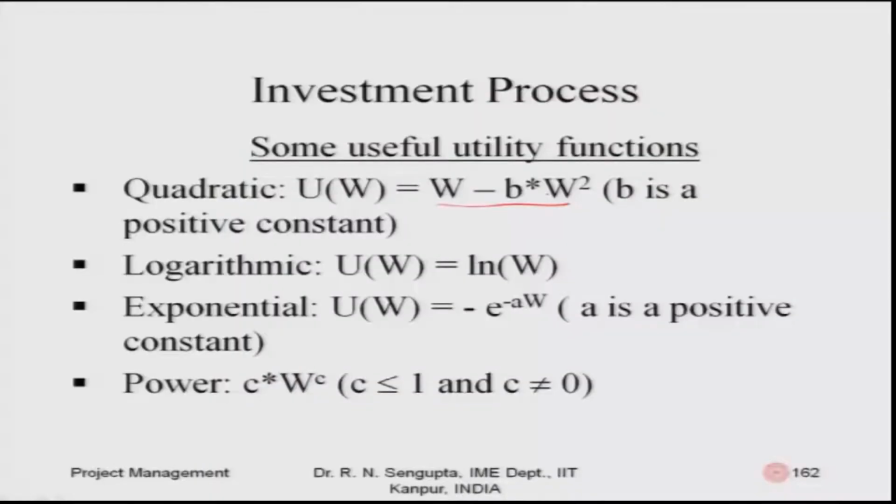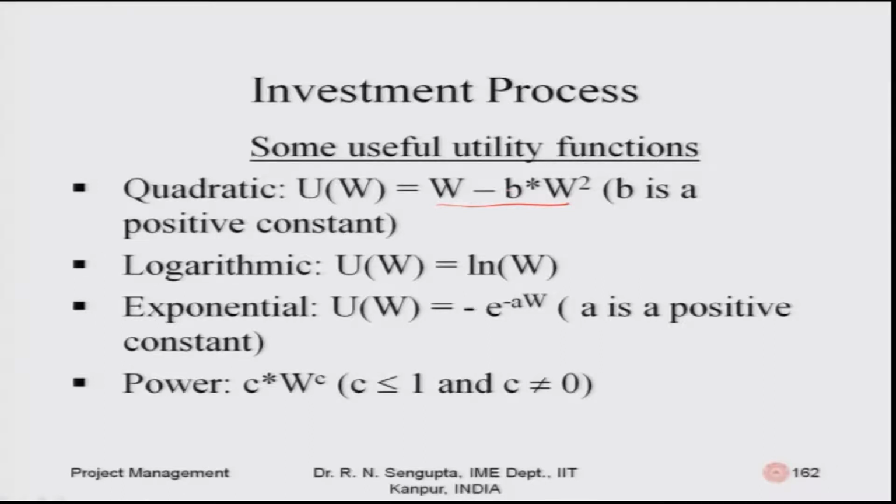Then we have the exponential utility function, given by the formula minus e to the power minus aw, where w is the wealth and a is a positive constant parameter. Coming back to the quadratic, this value b is also a parameter which is constant in its value. And the power function is given by c into w to the power c, where c is not 1 and not 0. So, this is also a parameter for that power function.